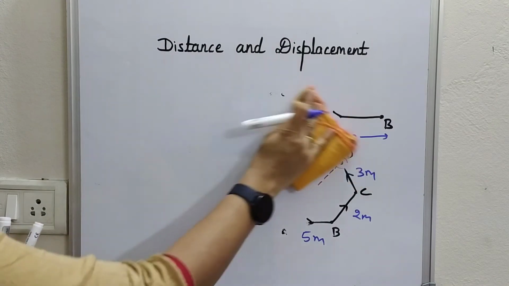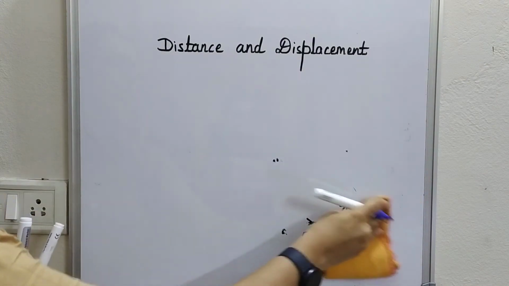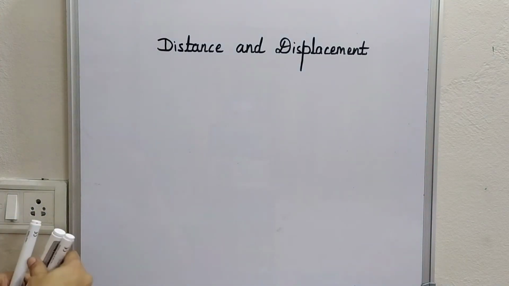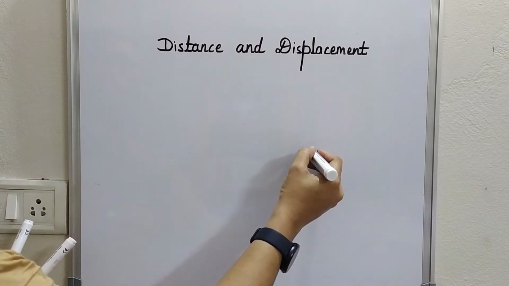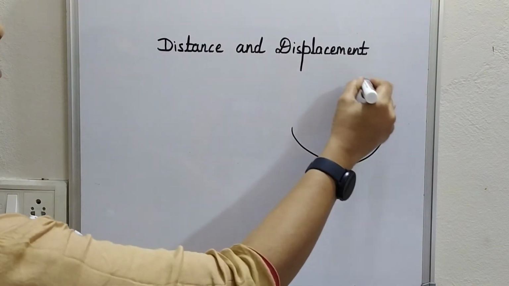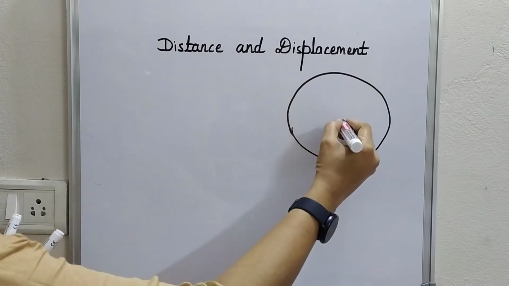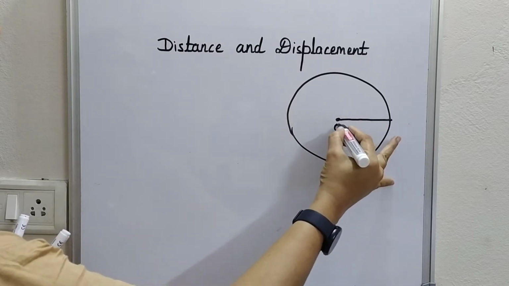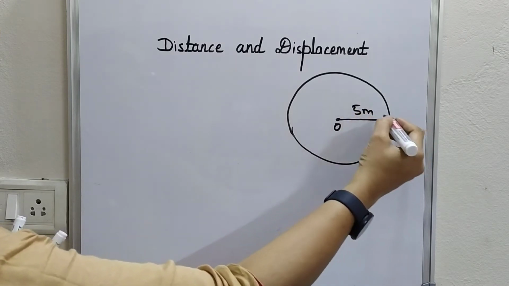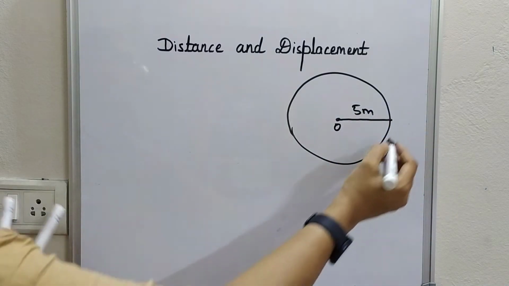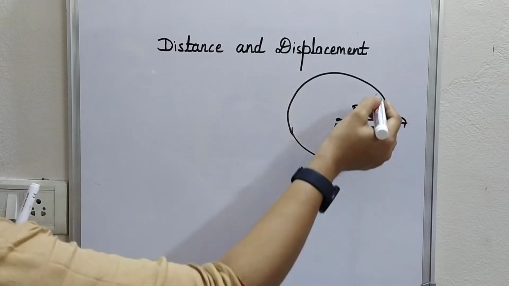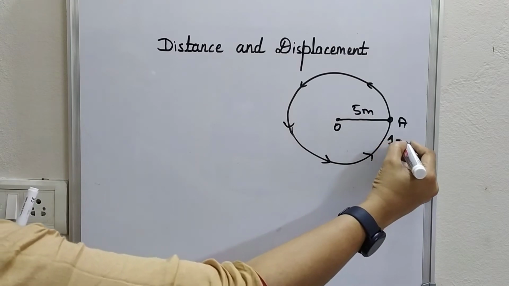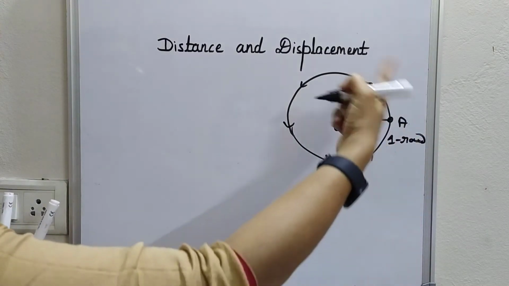Now what about bodies traveling in circular motion? Let me take up the example of a body in circular motion. Say a body travels in a circular path of radius say 5 meters. This will be the center of the circle. The radius is 5 meters. There is no reason behind taking 5, it's just an example. The body starts from location A, travels all the way and completes one round of the circle. So one round is covered.